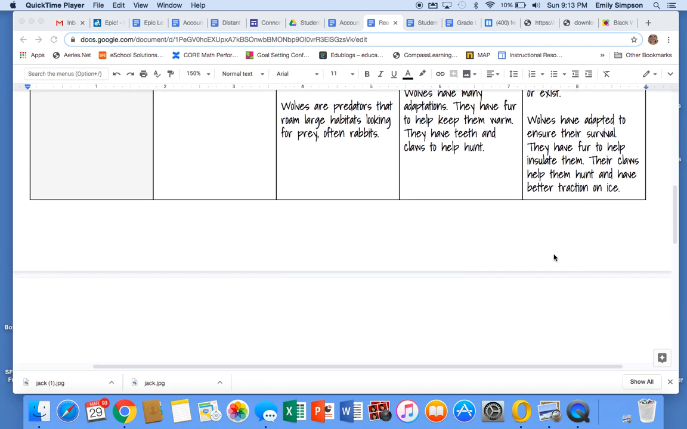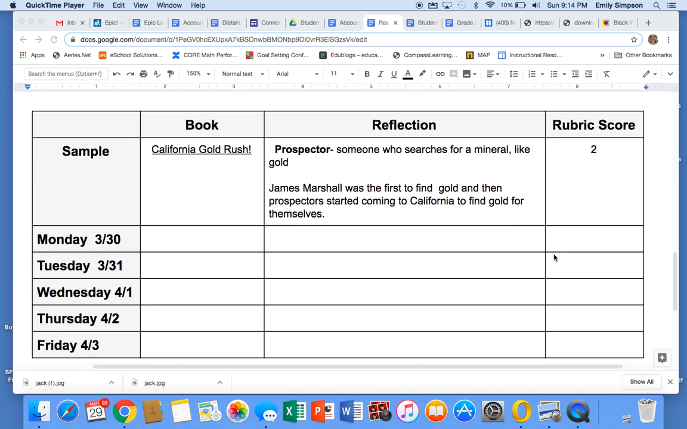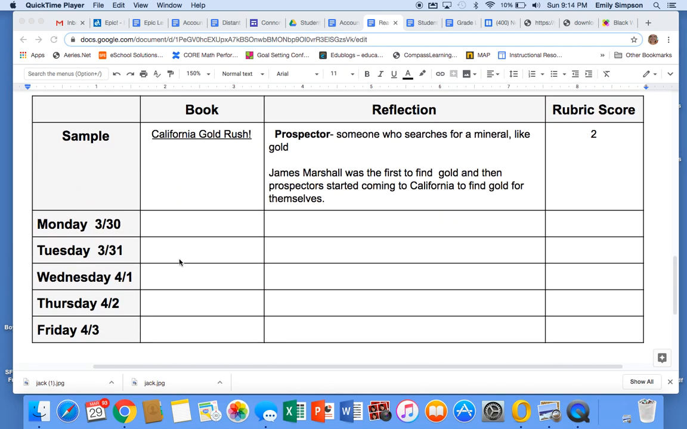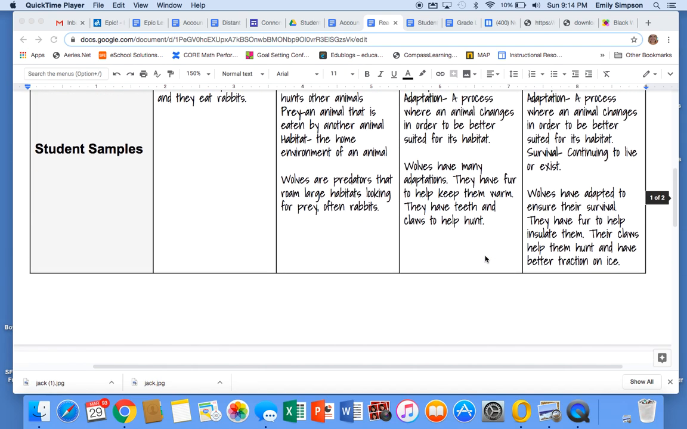others. So as you scroll down, you'll see that we set it up just like last week. So you will have one book each day that you've read, and then you'll fill in a reflection, and then you'll score yourself based on the rubric.